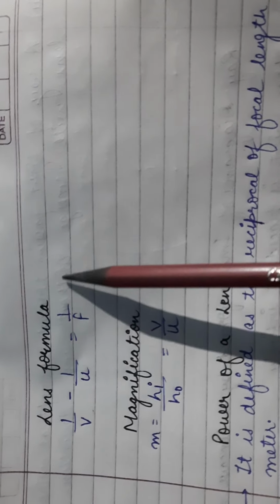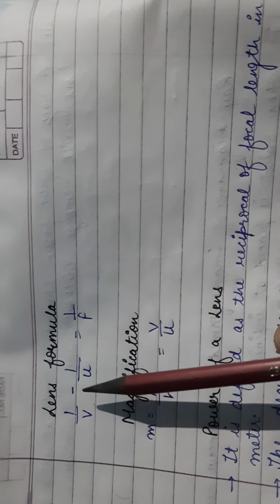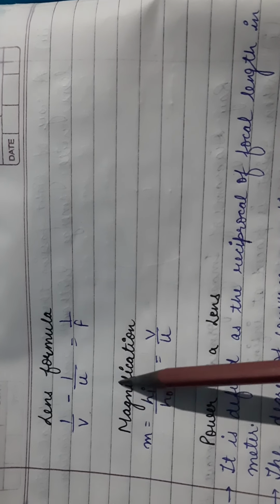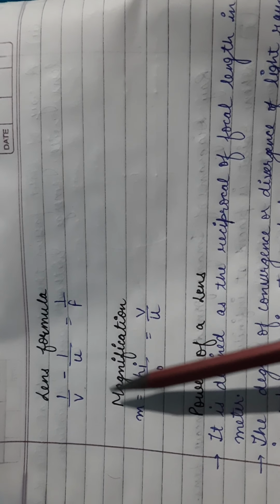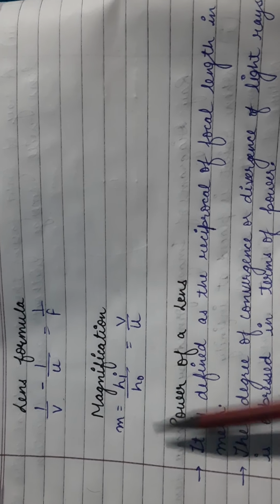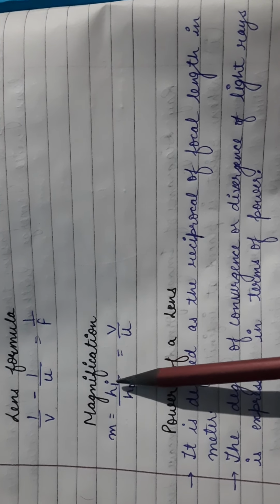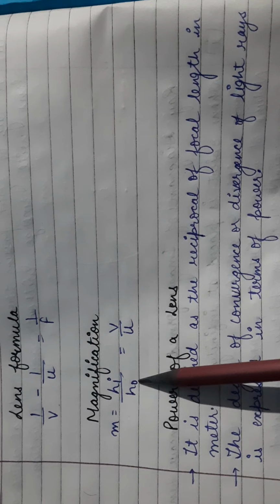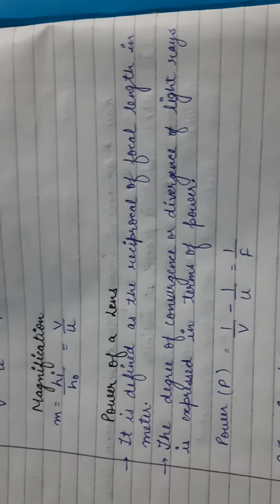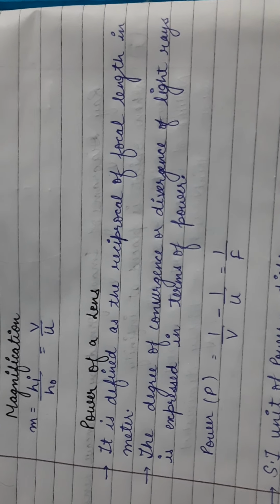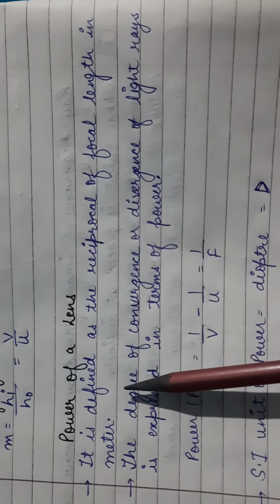here we have our lens formula, just like the mirror formula, that is 1 upon v minus 1 upon u is equal to 1 upon f. The same goes with the magnification, that is m, or magnification is equal to height of image upon height of object, that is v upon u. Here is power of lens. What is power of lens? It is defined as the reciprocal of focal length in meter.